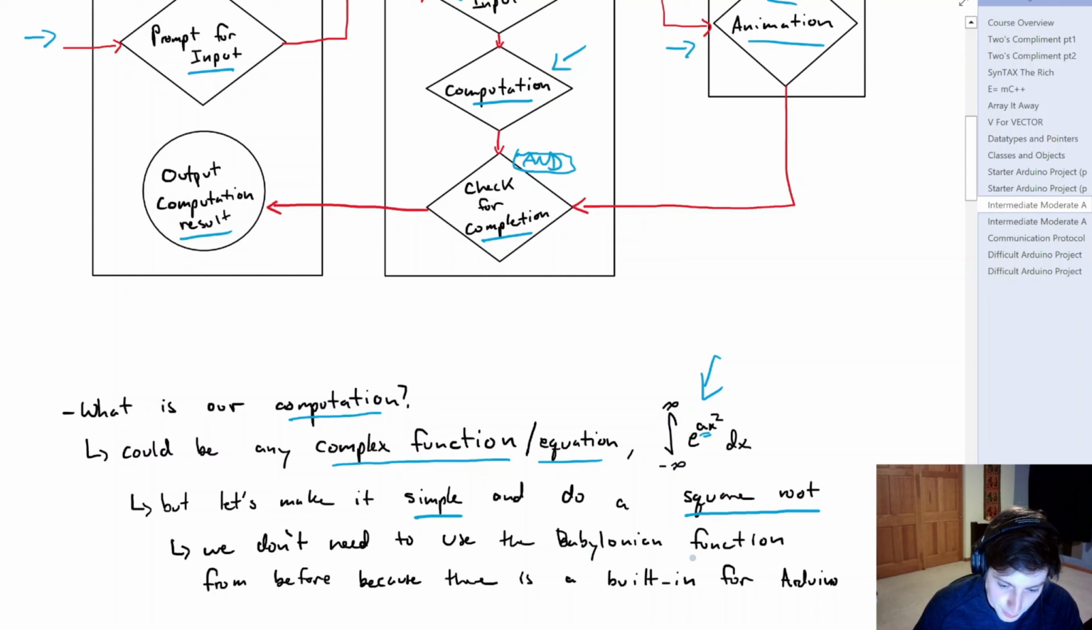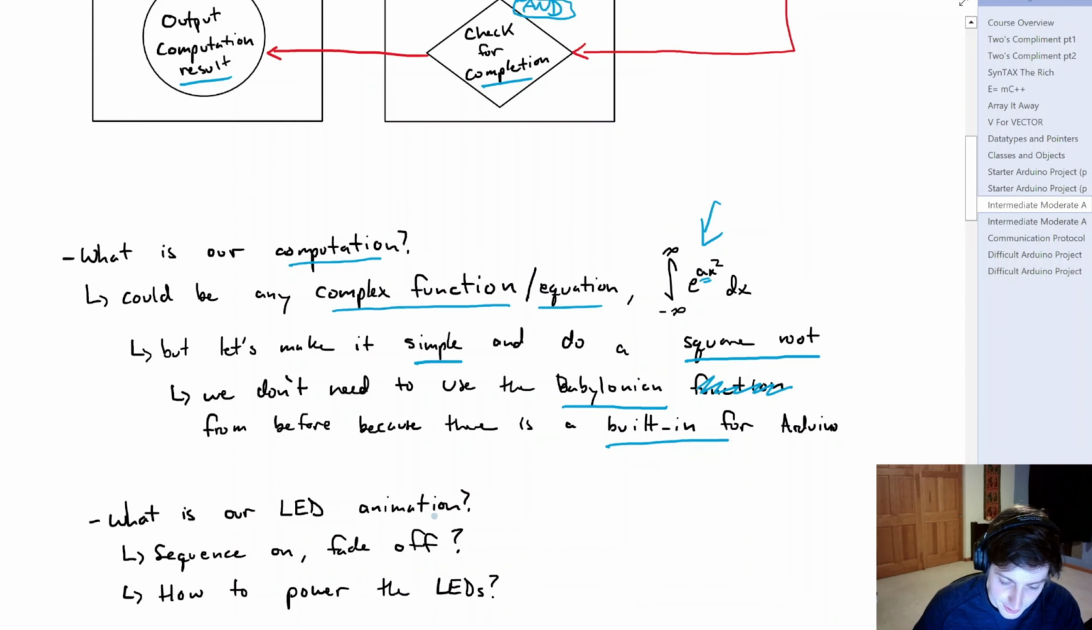Now we've seen this before in Visual Studio where we used the Babylonian approximation. Maybe we should cross out function here and put approximation or method. But we don't actually need to use this for the Arduino because there is a built-in function that makes everything work nicely. And if we look at the LED animation, we can really do whatever we want.